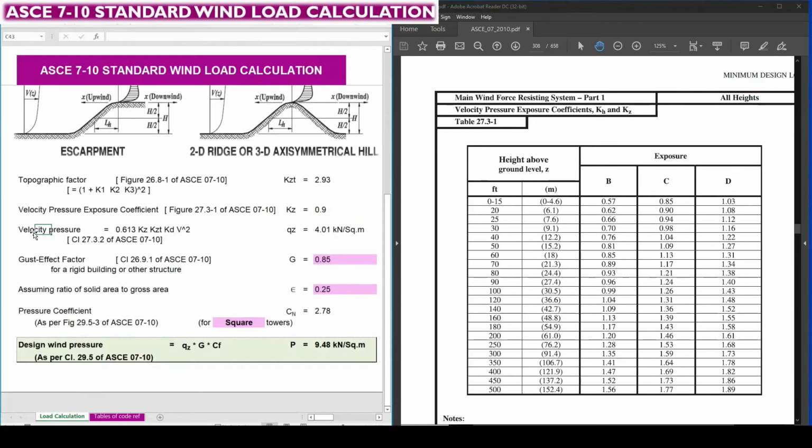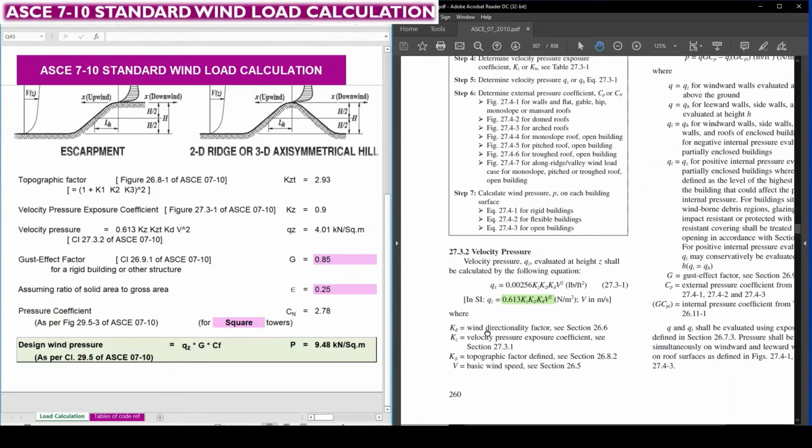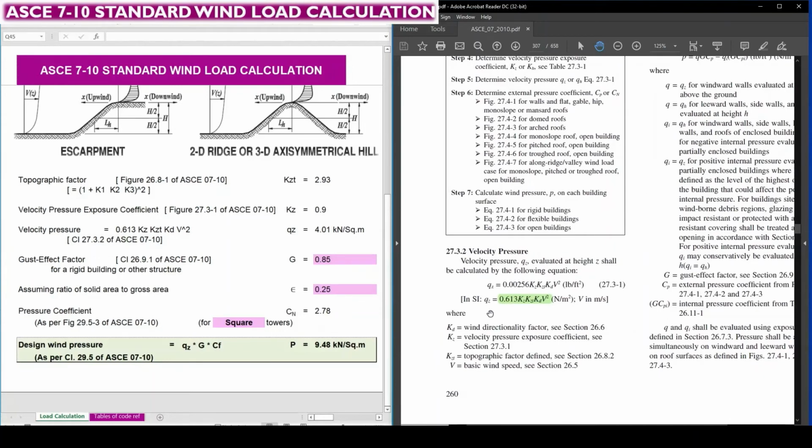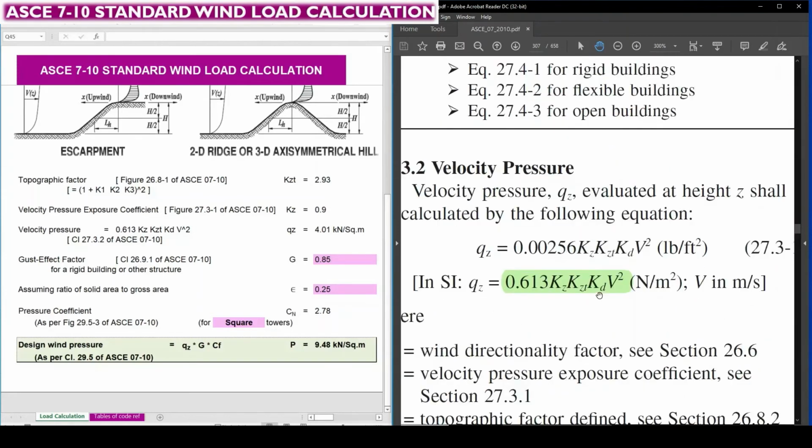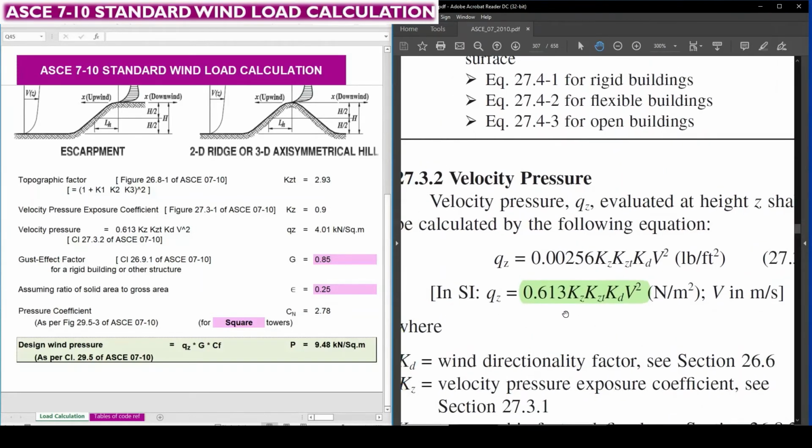Next one is velocity pressure. So for velocity pressure we need to see the clause 27.3.2 of ASCE 7-10. For that we need to go to page number 307. So here in the right hand side you can see the formula to calculate velocity pressure in SI system is 0.613 Kz Kzt Kd V squared. So we already have the values of Kz, Kzt, Kd and V also.